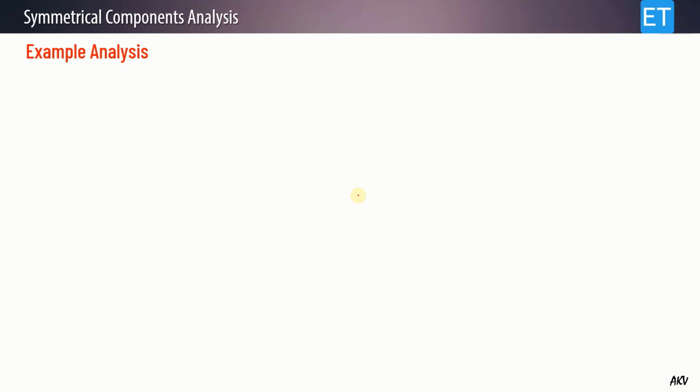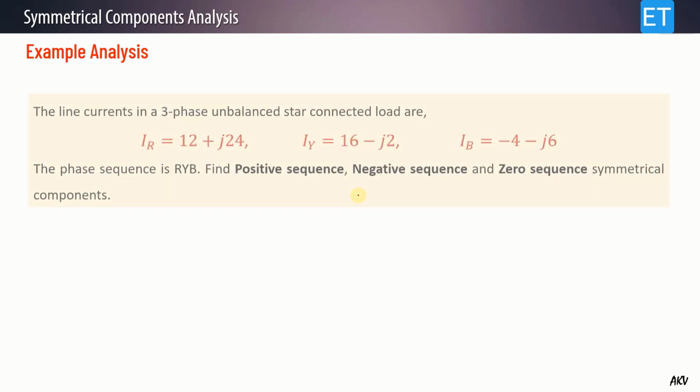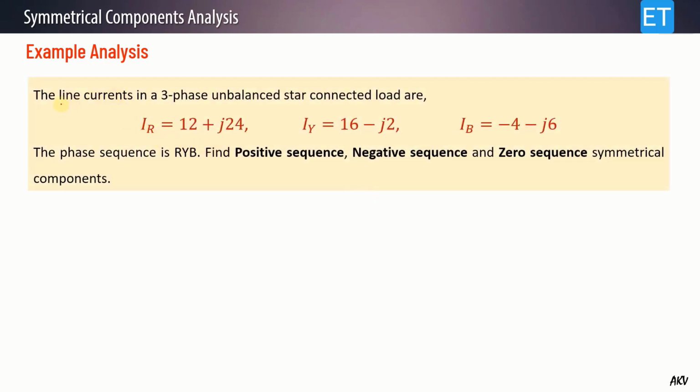So now let's go through one example analysis where I can apply this theory. For this, assume that the line currents in a 3-phase unbalanced star connected load are given by this. So this is IR, I mean the R phase current, IY and IB. Here you can see that all the currents are not equal in magnitude as well as phase. I mean the angles between them are also not equal. The phase sequence here is RYB.